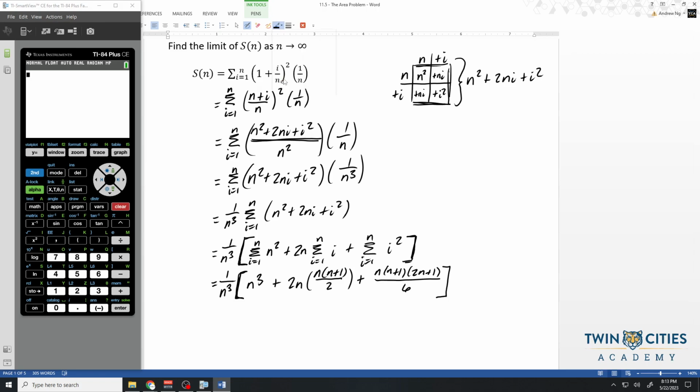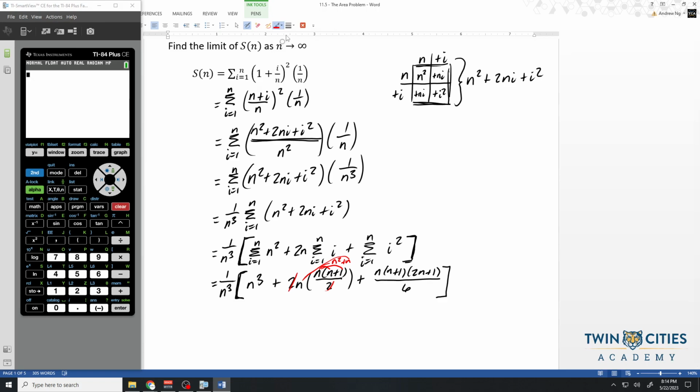All right, let's try to clean this up a little bit. This 2 will divide out with this 2. And then this n times n plus 1, let's distribute that through. That'll be n squared plus n. But then I've got another n over here. So n squared plus n, but then distributing that to each of these, that's going to give me n to the third plus n squared.